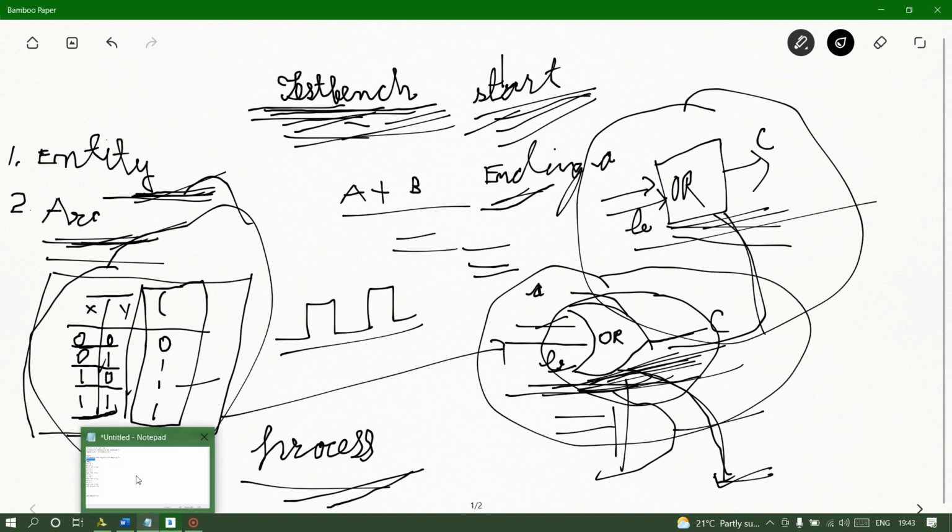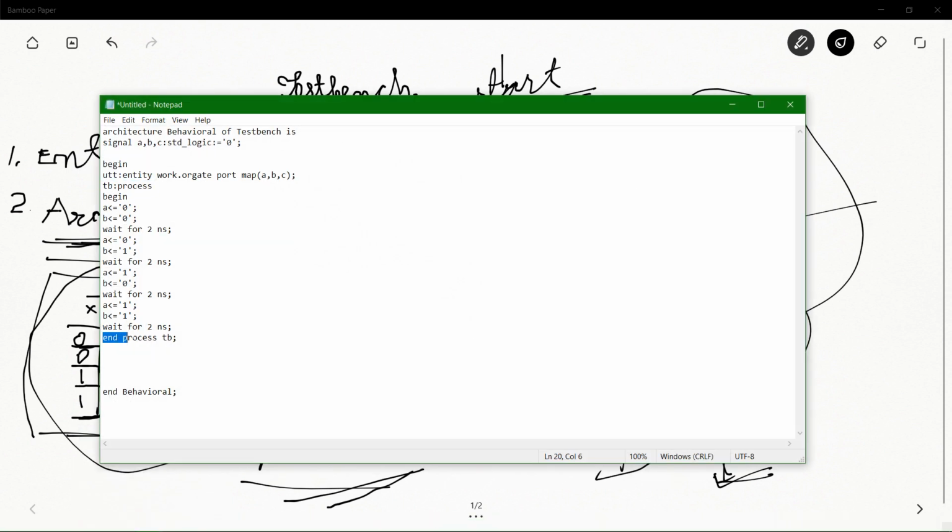So here also I have to end my process TB. I have initiated or started my process, and then I have given the inputs, and after giving all my inputs, I have ended my process. So after ending my process, what was the one more thing that I started before starting my process? I started my architecture definition also. So that thing also needs to be ended. As I have already told, everything in the world has an ending, so here also I have to end my architecture that I initiated at first, right?